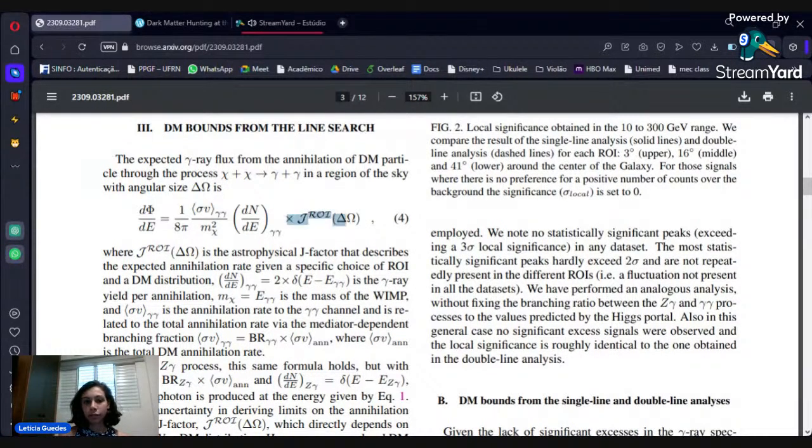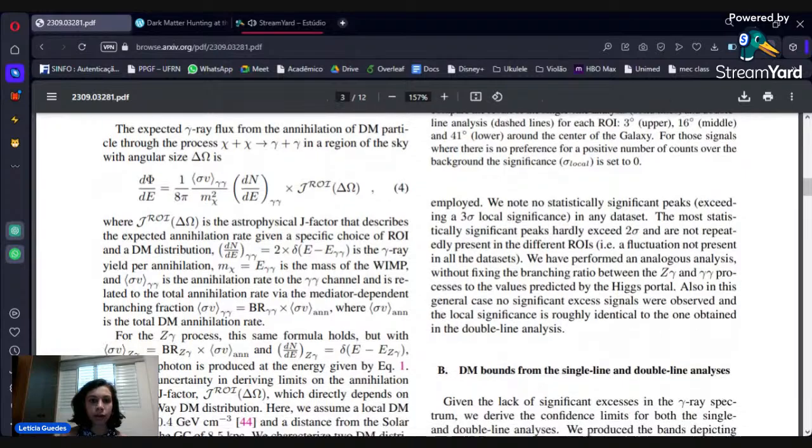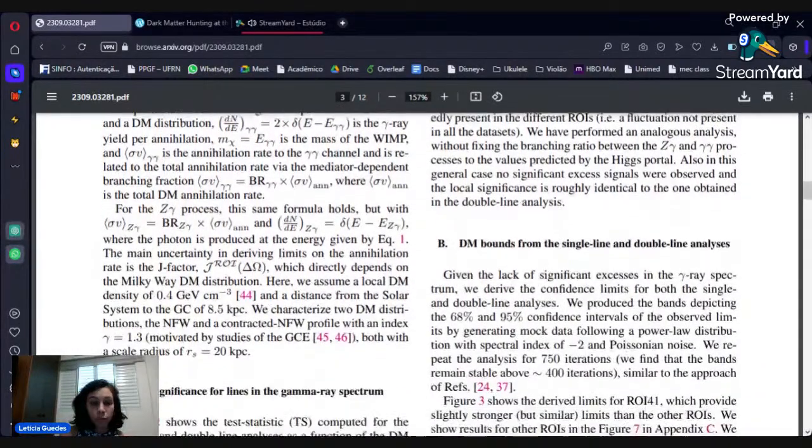And this is the J factor, that is an astrophysical factor. And the ROI, the regions of interest, enters in here, because this depends on the astrophysical part, the density of the dark matter and the solid angle. So this is where it will enter. It's the angle that we are seeing, the regions of interest.